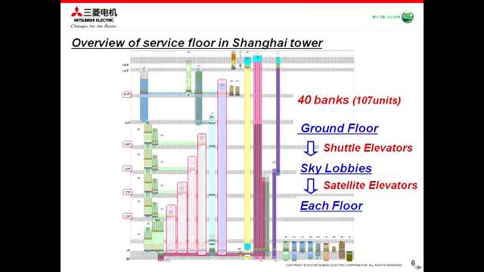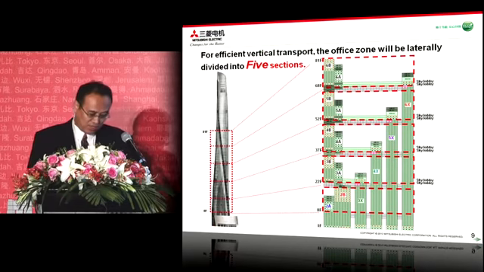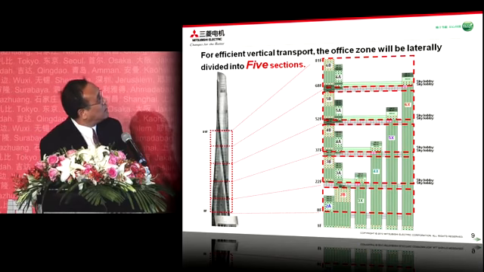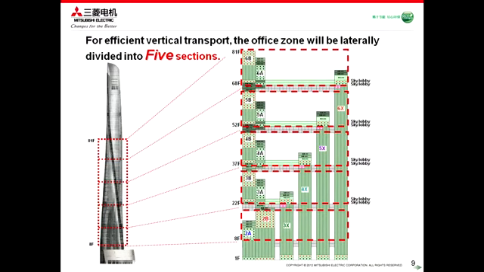The basic concept of the passengers' vertical transportation for Shanghai Tower is that sky lobbies are provided at each zone and accessed by the shuttle elevator from the ground floor. And from the sky lobby, local elevators will serve. Shanghai Tower consists of 5 zones: the observation deck and sky restaurant zone, the boutique office zone, the hotel zone, and the office zone. Last is the podium building.